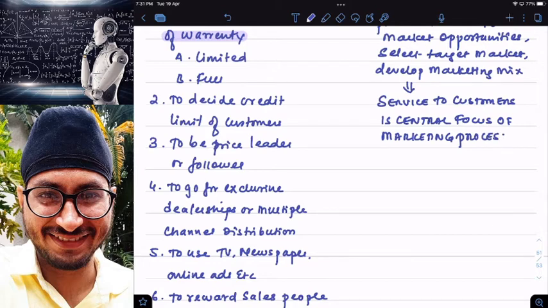Clear? It is the central focus of marketing process, means the main objective of doing marketing analysis, analyzing the market, is why, sir? In order to provide service to customers.